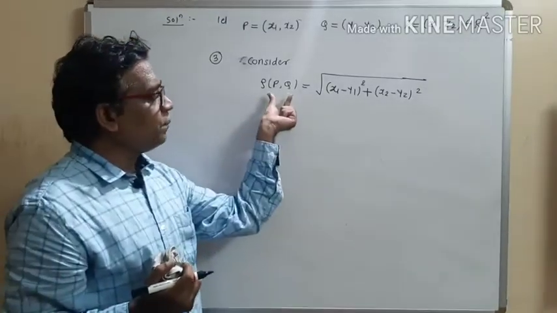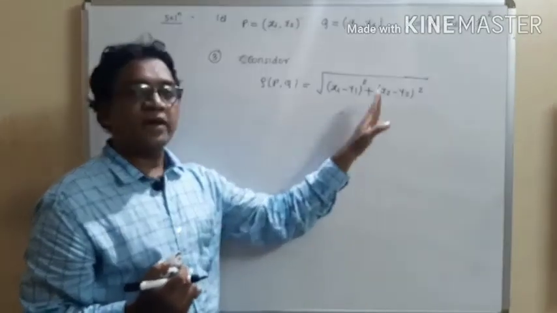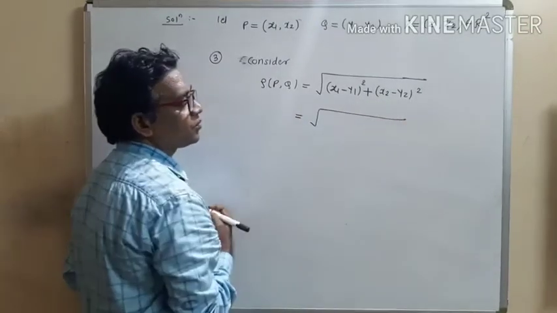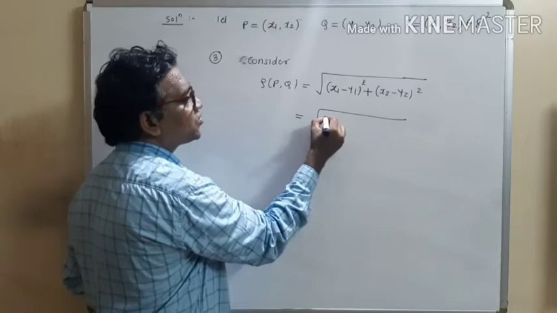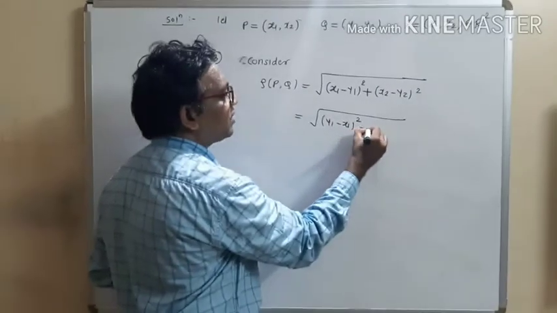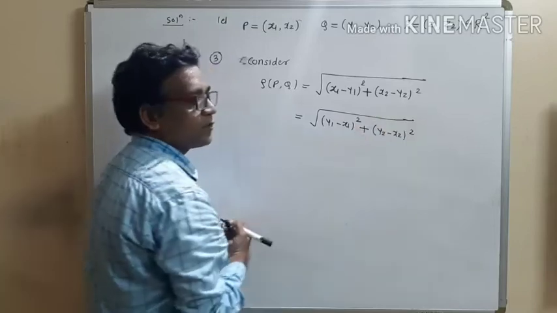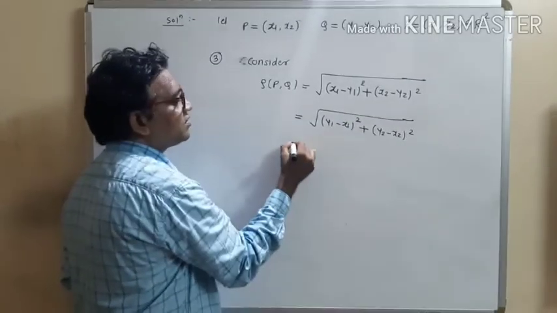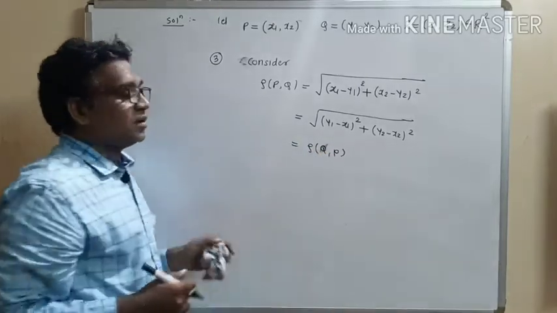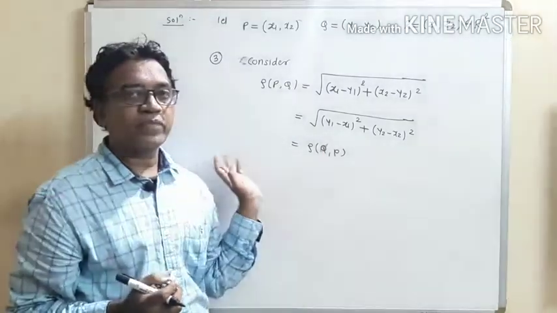Rho of PQ is equal to the square root of (x1 minus y1) squared plus (x2 minus y2) squared. Now this can be written as the square root of (x1 minus y1) squared, which can be written as (y1 minus x1) squared, there is no change, plus (x2 minus y2) can be written as (y2 minus x2) squared. So what is this term? This is nothing but our rho of QP. So we have shown the symmetric property, rho of PQ is equal to rho of QP.